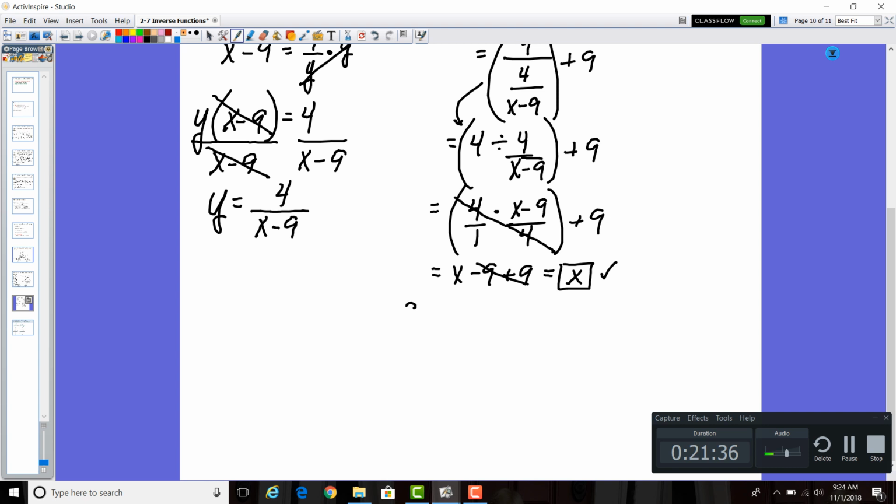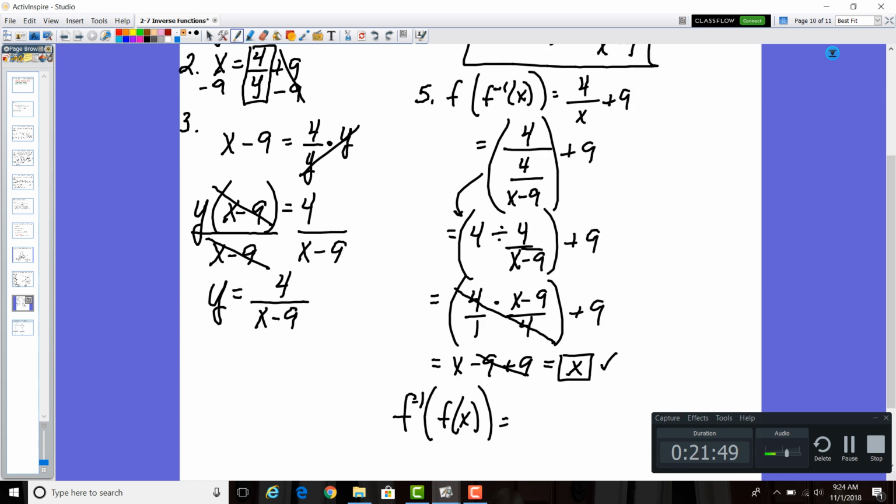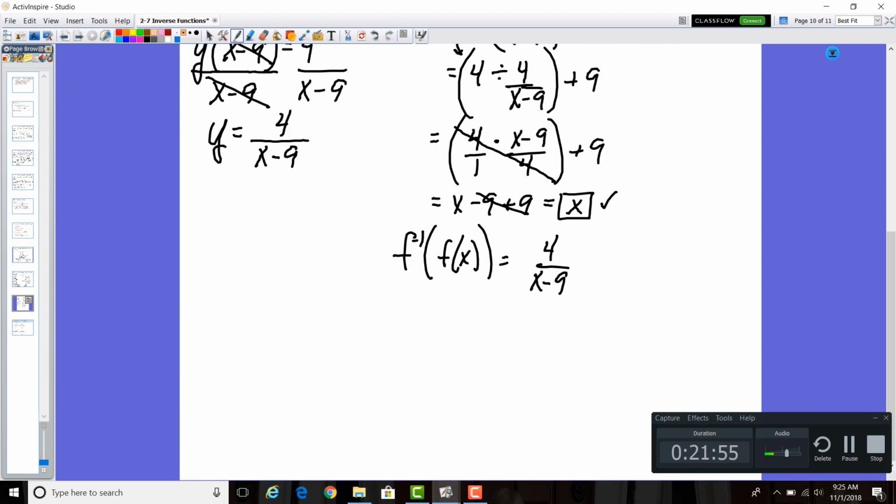That's the first composition. Now we need to do the second. We're starting with our inverse and plugging in our original function. So our inverse is here, 4 over x minus 9. Inside that x, we're going to plug in 4 over x plus 9, which was our f function.